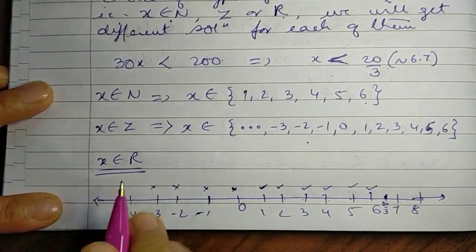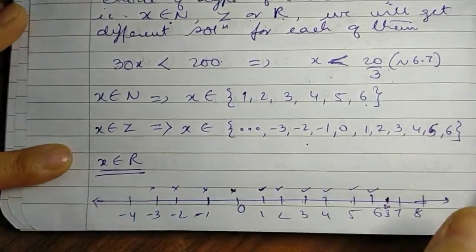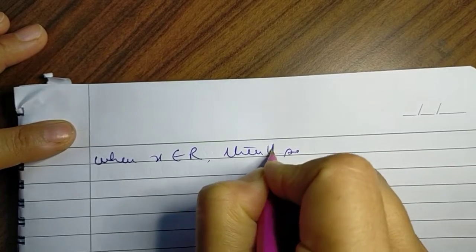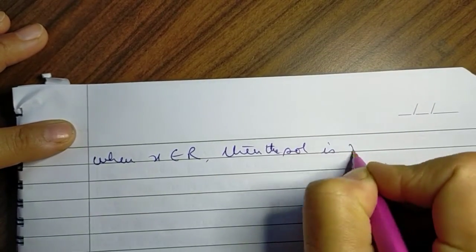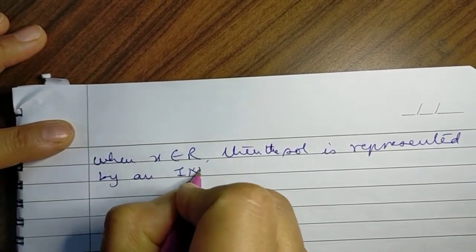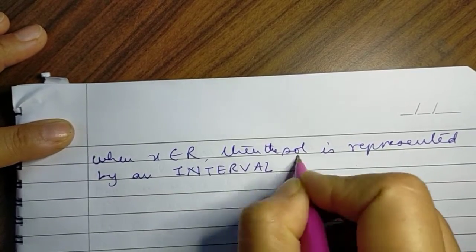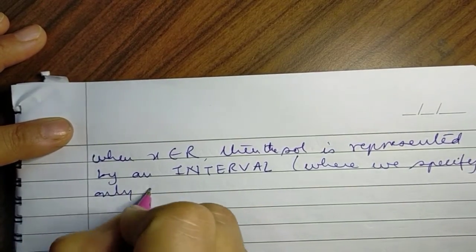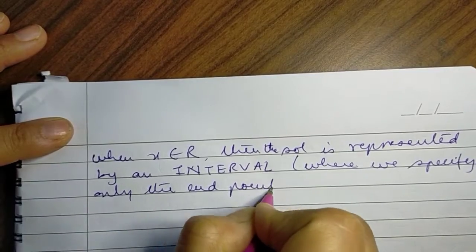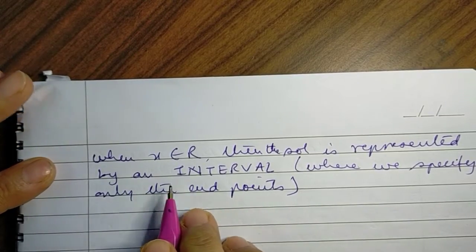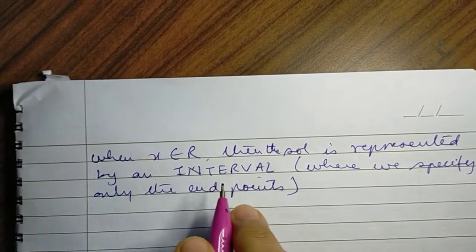So what we do is, whenever x is a real number, so when x belongs to R, then the solution is represented by an interval where we specify only the endpoints, and all the values lying in between the endpoints will be a part of the solution set.